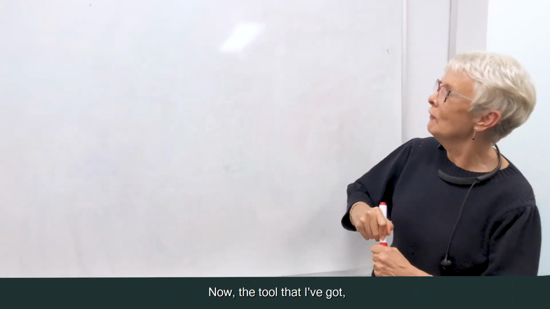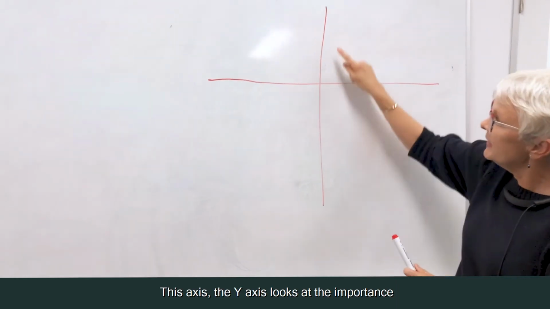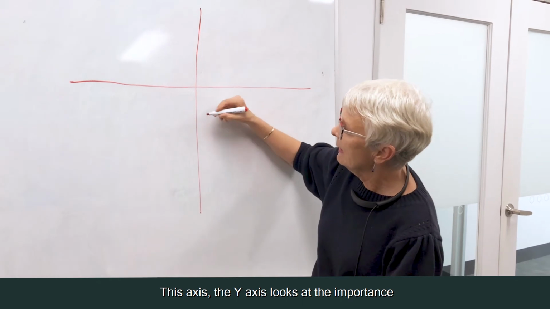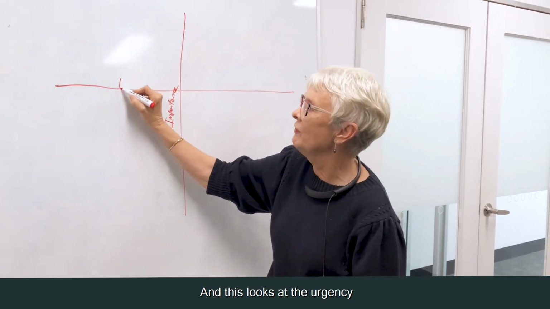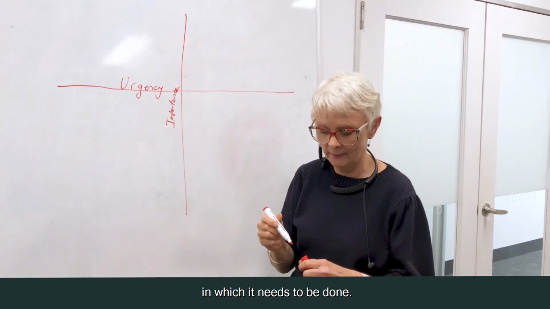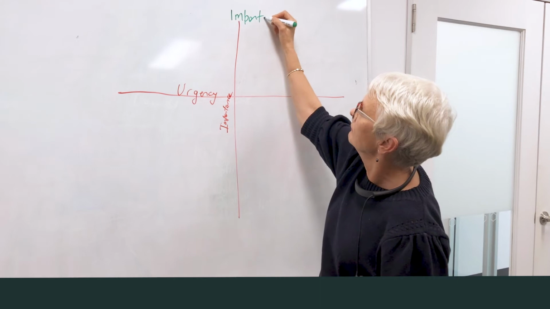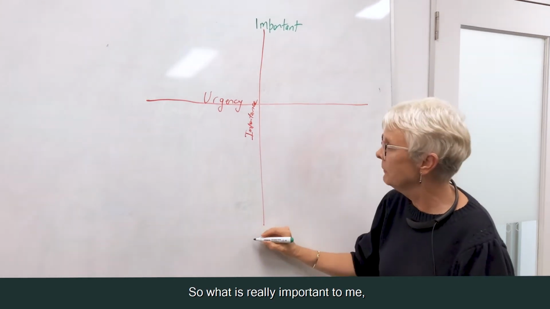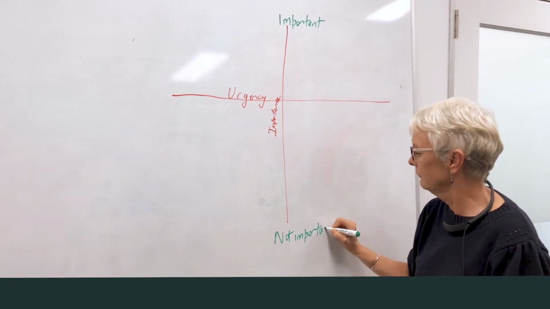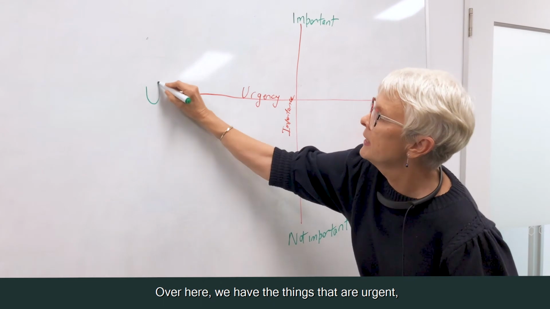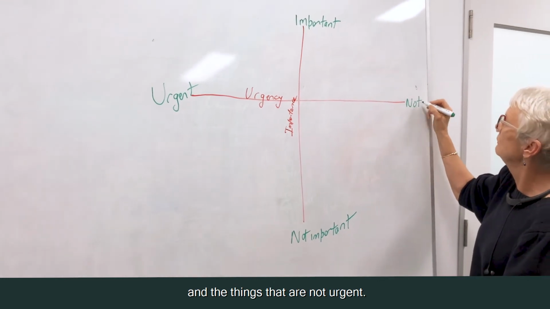Now, the tool that I've got looks at two axes. This axis, the y-axis, looks at the importance of what we do. And this axis looks at the urgency in which it needs to be done. Up here, we have the degree of something that is important. So what is really important to me? Down here is the things that are not important. Over here, we have the things that are urgent, that need our immediate attention, and the things that are not urgent.